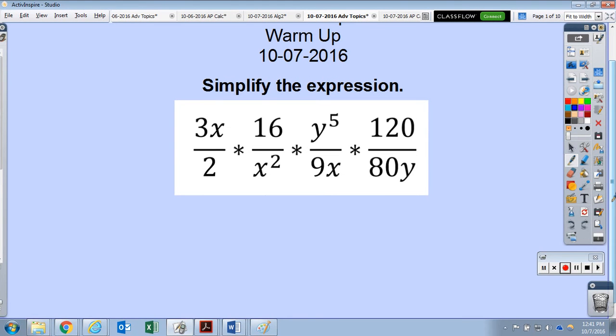What did you guys get? Yes, 4 times y to the fourth over x squared. Good. That is correct. So when you multiply fractions, you guys know that you just go straight across, multiply all the guys on top, multiply all the guys on the bottom.